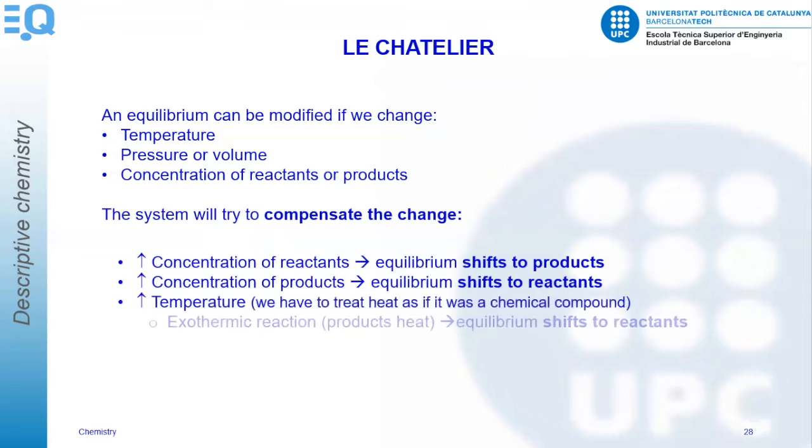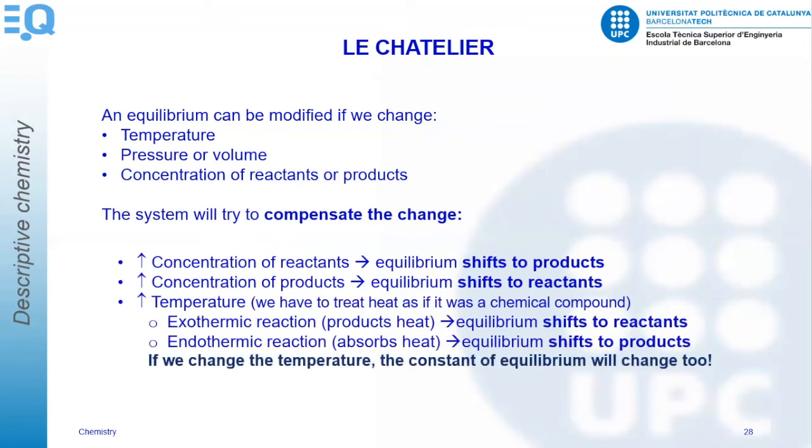If we change the temperature, the effect will depend on if the reaction is exothermic, it produces heat, or endothermic, that it absorbs heat. If we increase the temperature in the first case, the equilibrium will shift to reactants because we treat heat as if it was a product and we increased its concentration. In the second case, it will happen just the opposite. Don't forget that the equilibrium constant always changes with the temperature.